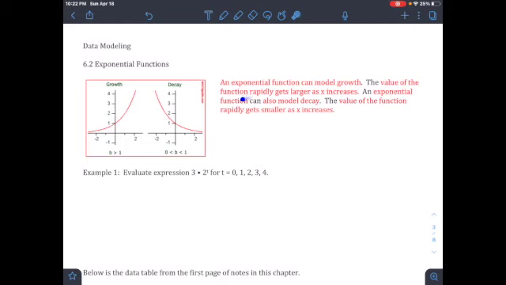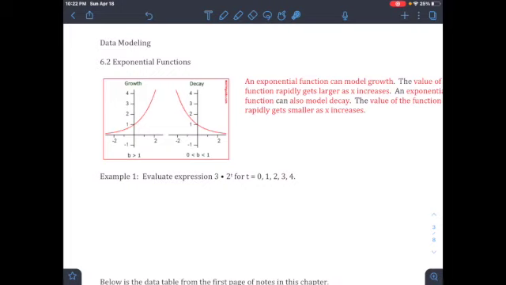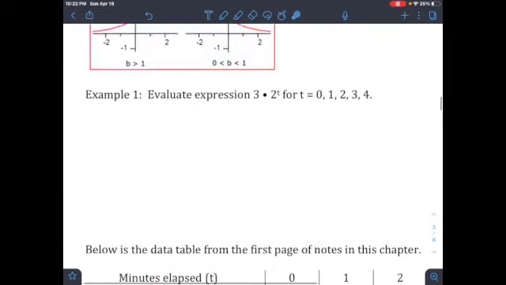The exponential function can also model decay. Modeling decay is going to go really high and go down really fast. The value of the function rapidly gets smaller as x increases. The growth and the decay, starting now. Evaluate the expression 3 times 2 to the t, where t is going to be 0, 1, 2, 3, 4. So I'm going to make a chart.